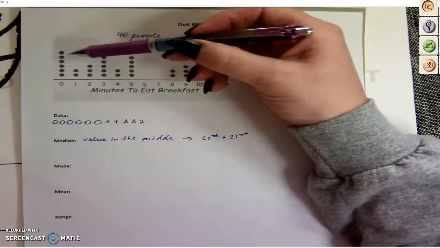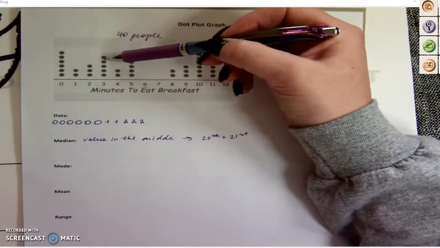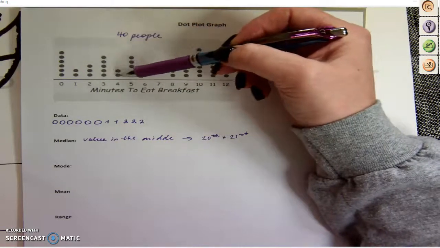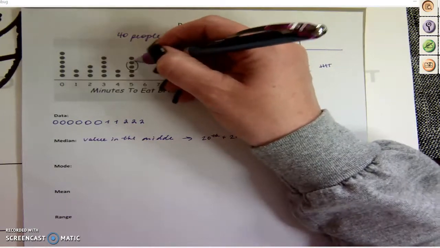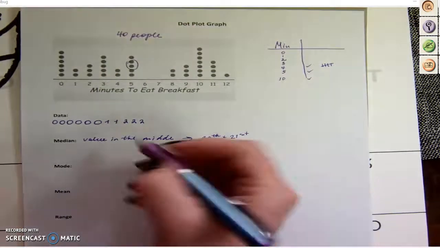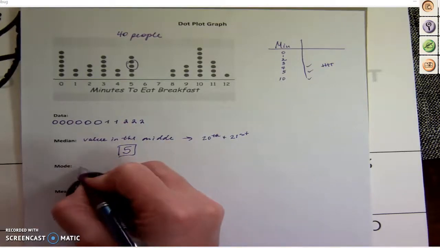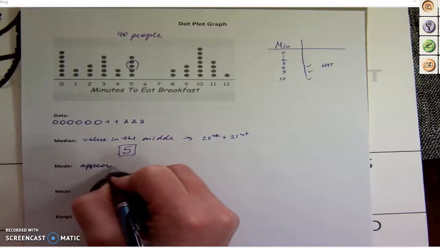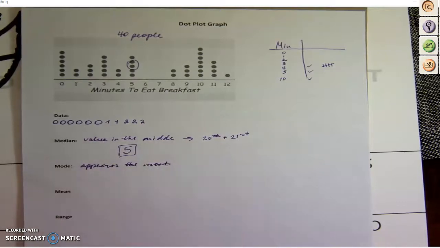So I'm going to count off 1, 2, 3, 4, 5, 6, 7, 8, 9, 10, 11, 12, 13, 14, 15, 16, 17, 18, 19, 20, 21. So 20 and 21 are both number 5. And it's really handy. If you have an odd number of values, you truly will have a number in the middle. Now, mode appears the most. You could have more than one mode.